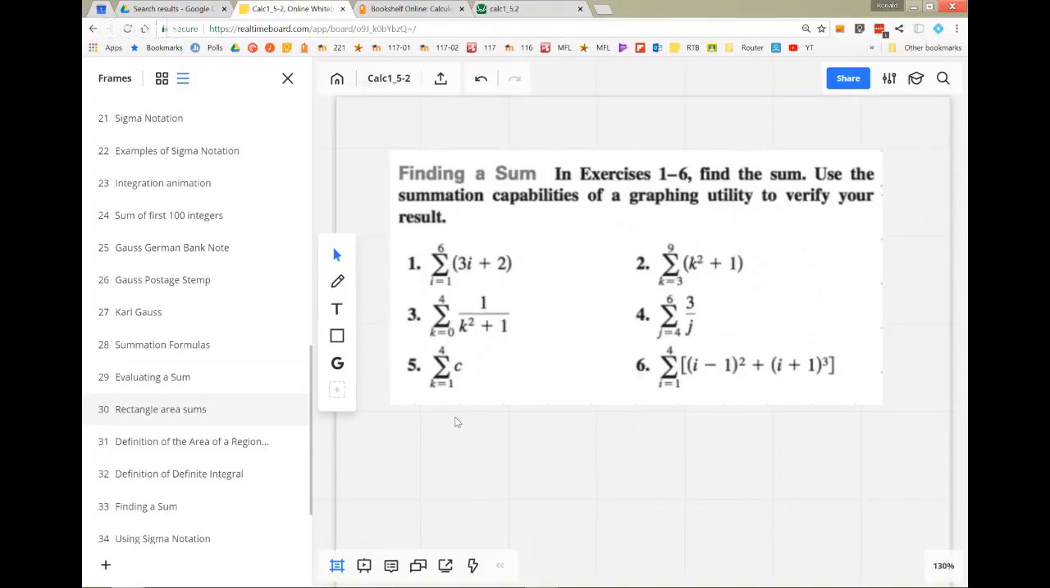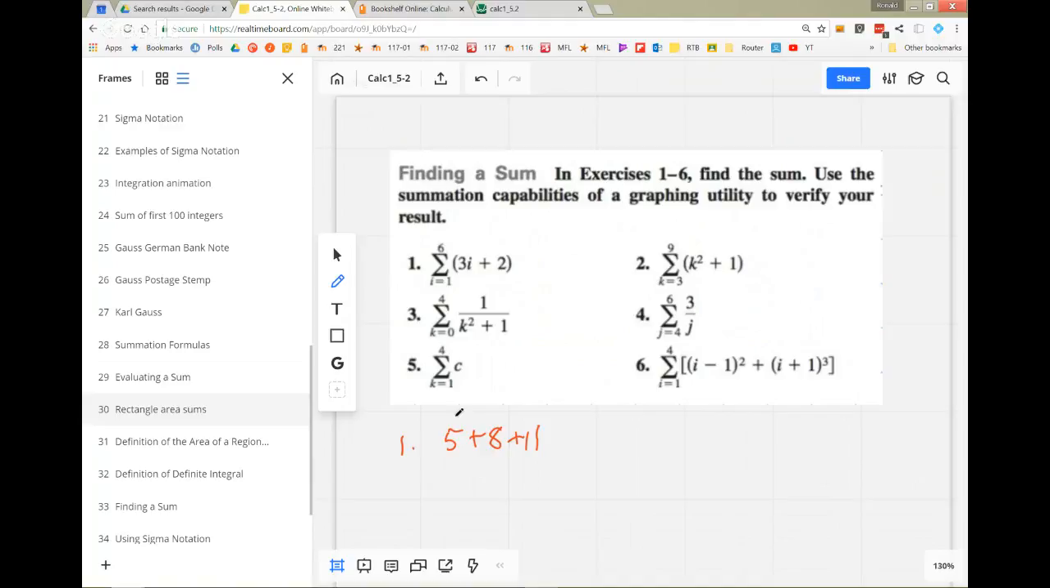So let's do number 1. How do we find the sum of 3i plus 2 from i equals 1 up to 6? Okay, so I'm going to write it out down here below. The first time through, i is 1. 3 times 1 is 3, plus 2 is 5. Second time through, i is 2. 3 times 2 is 6, plus 2 is 8. Third time through, i is 3. 3 times 3 is 9, plus 2 is 11.